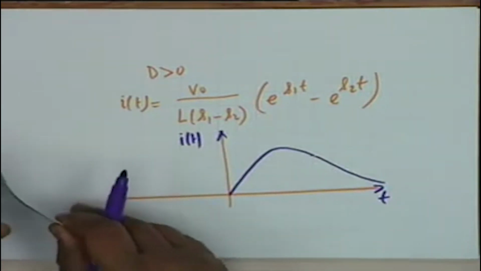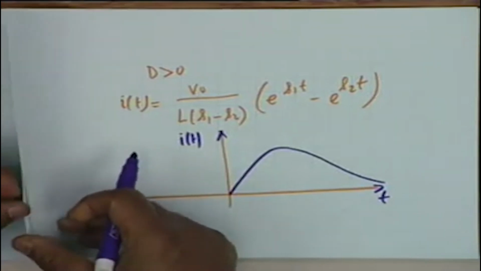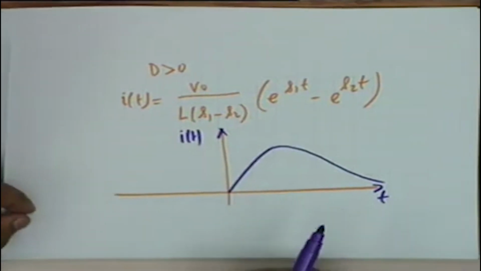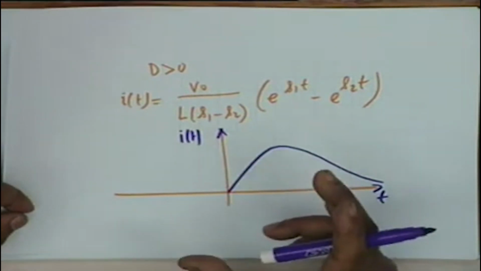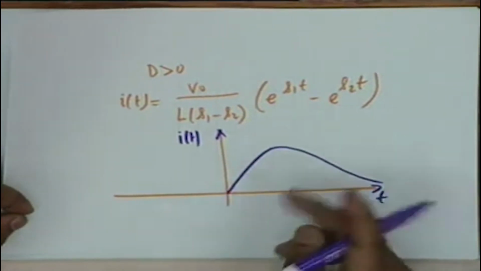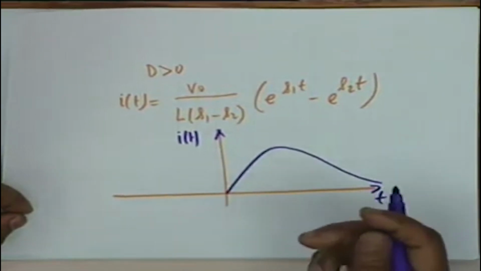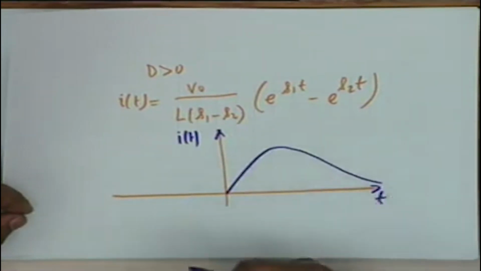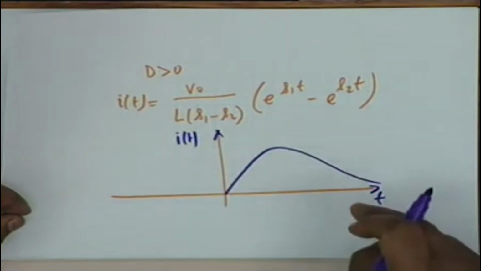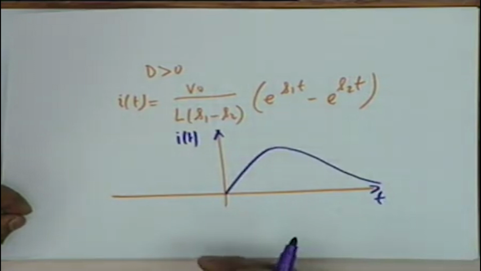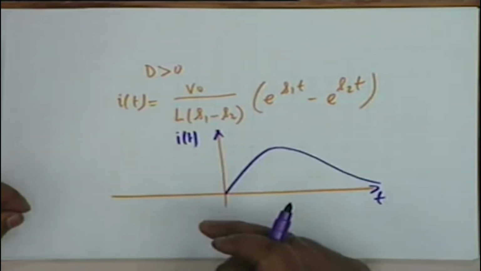Now let's consider the other case in which D is less than 0. Then we shall consider the juncture case, namely D is equal to 0, that is the transition from D greater than 0 to D less than 0, or the other way around. We shall consider the transition case at the last instance.